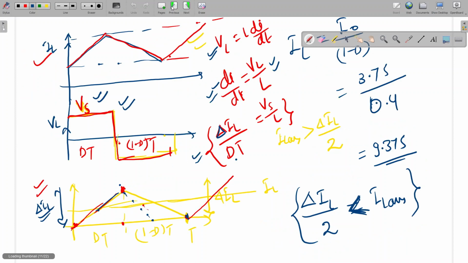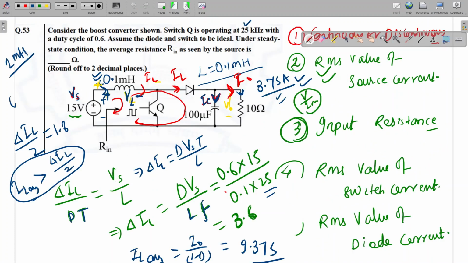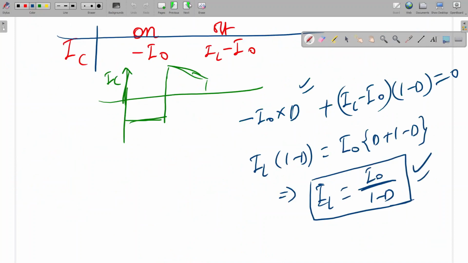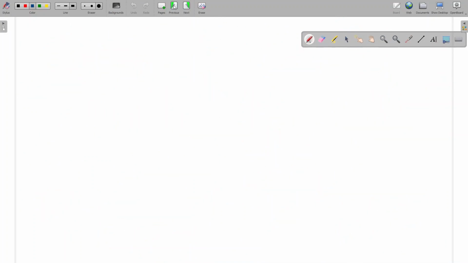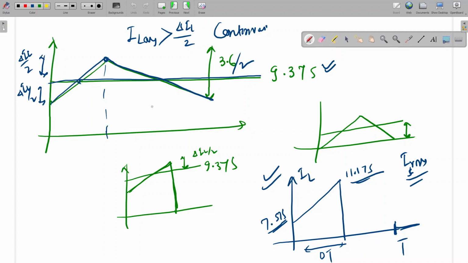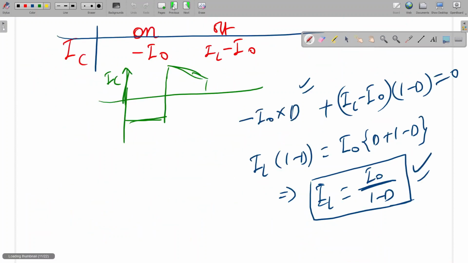And further, what will be the diode current? Can anyone tell? I am going to draw the diode current waveform also. See, the diode will conduct for (1 minus D)T. So the diode current waveform will be like this. It will start from here and go here, and the period will be (1 minus D)T, and this is T. The maximum will be the same, 11.175, and the minimum will be 7.575. Is it clear? You can calculate this.